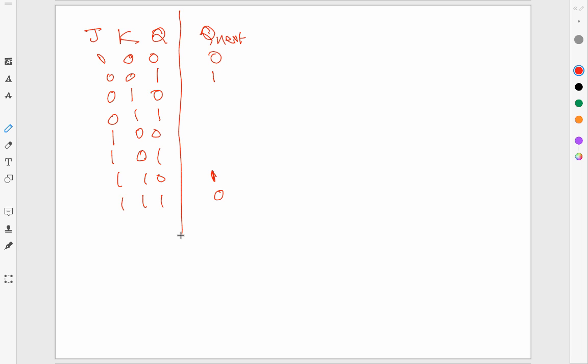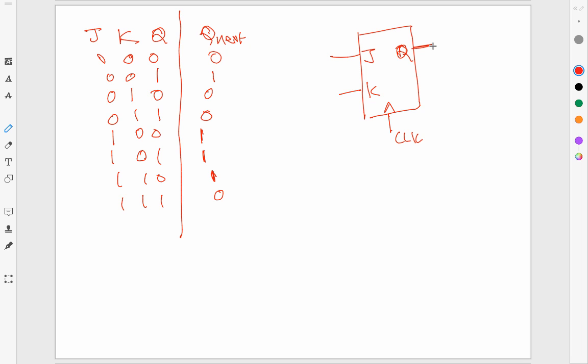Okay. Then for the other cases, if K is 1, then we reset. And if J is 1, we set. So this is a truth table for the JK flip-flop. And JK flip-flop is nothing but a sequential circuit exhibiting this behavior.